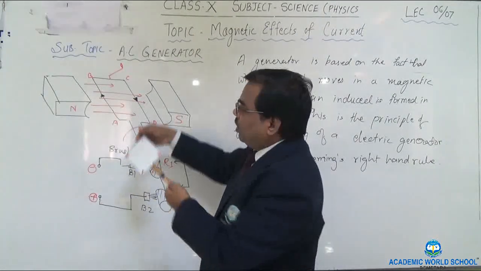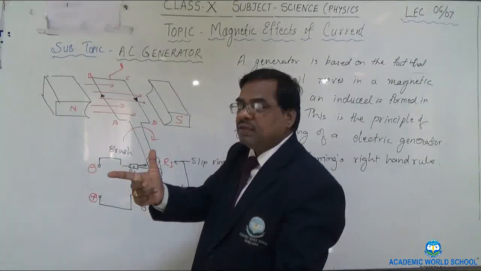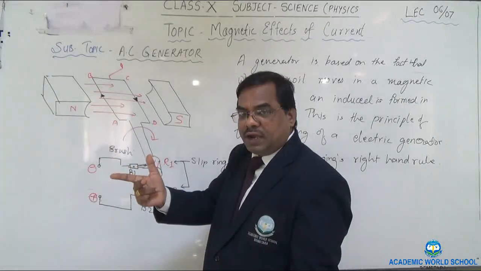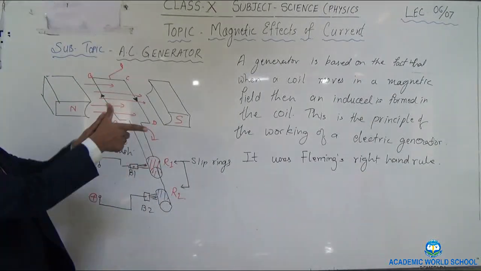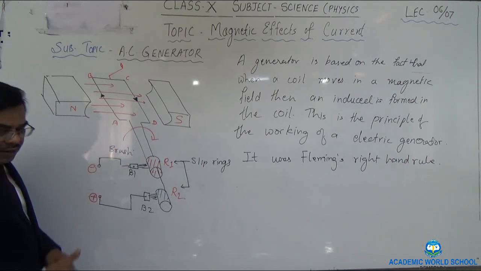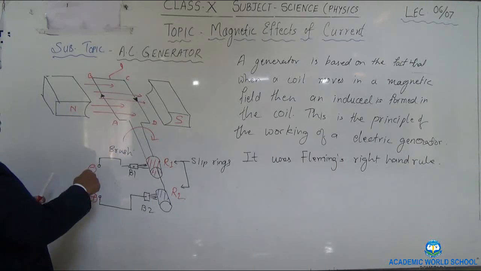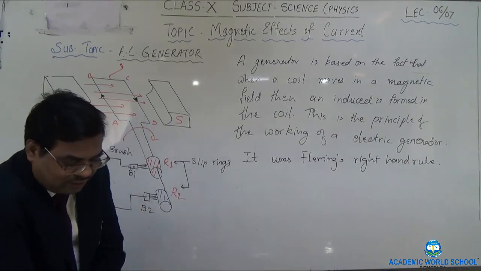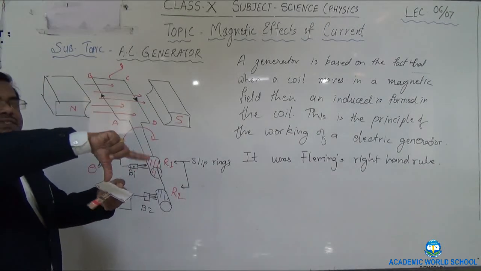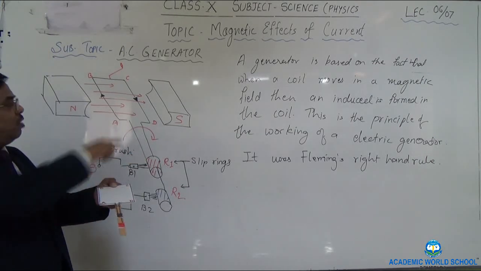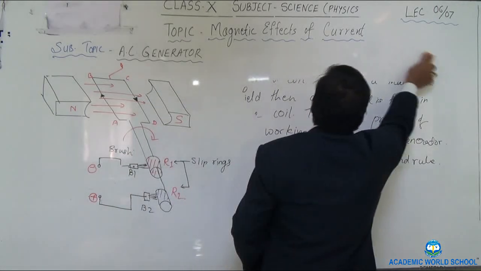When AB goes up and CD goes down, I will apply Fleming's right hand rule. The magnetic field is from north to south and AB is going up. So what is the direction of current? The direction of current in arm AB is from A to B, and then CD is going down. When CD is going down, the direction of the current is from C to D. Okay, so let's write the working.